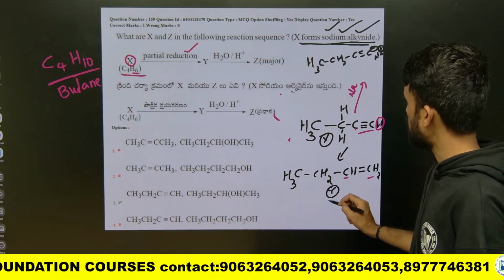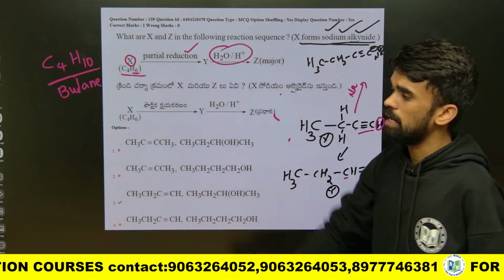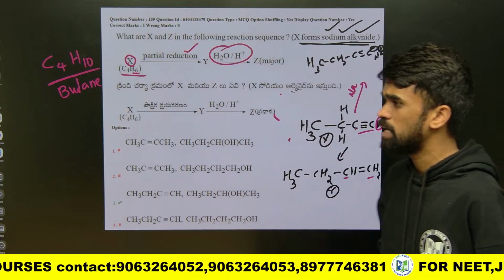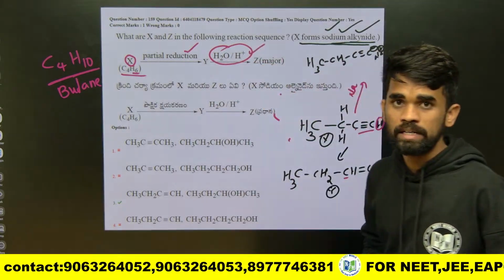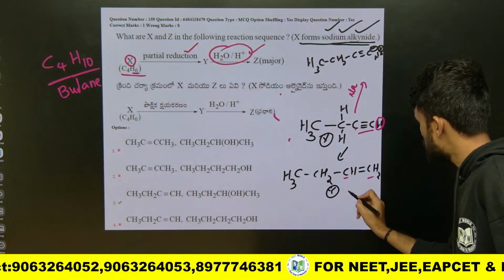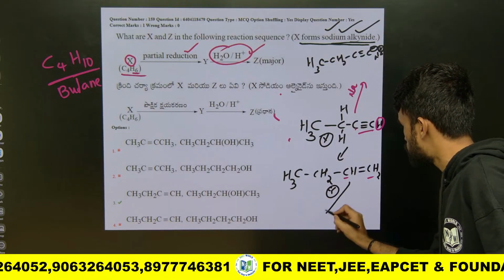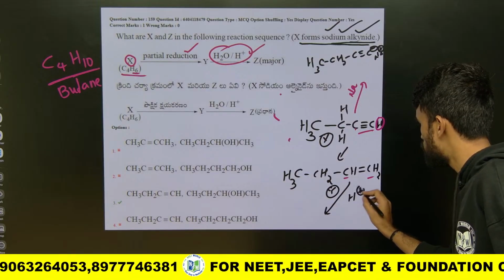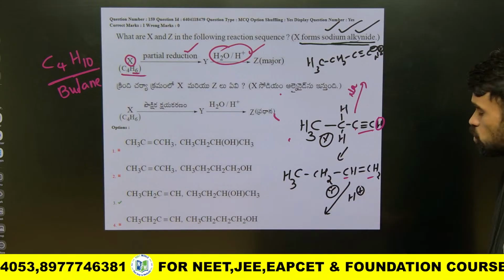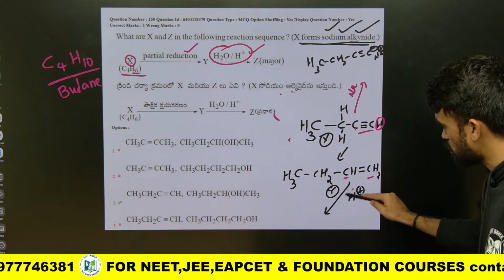To this Y we need to add water in acidic medium. Acidic medium means we need to add H plus first. So where will this H plus be added? See, H plus is an electrophile, an electron deficient species.